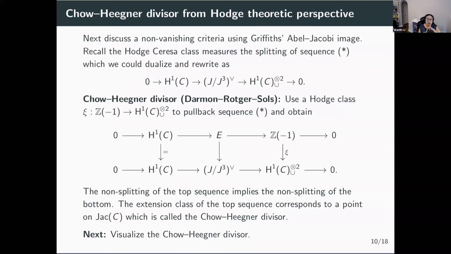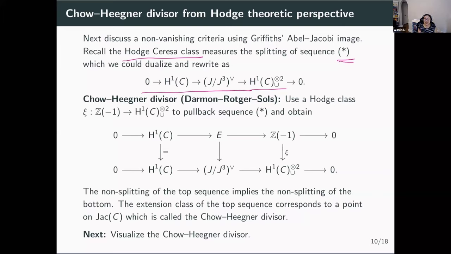So I want to introduce the Chow-Heegner divisor construction. This was work by Darmon, Rotger and Sols. The idea is, recall that the Hodge Ceresa class measures the splitting of a short exact sequence with respect to the mixed Hodge structures on each of the modules. I dualize it so that the first term is now the cohomology of C, and the last term, as I said, is the kernel of the cup product from H1 tensor H1 to H2. So the Ceresa class measures whether this sequence splits or not as mixed Hodge structures.